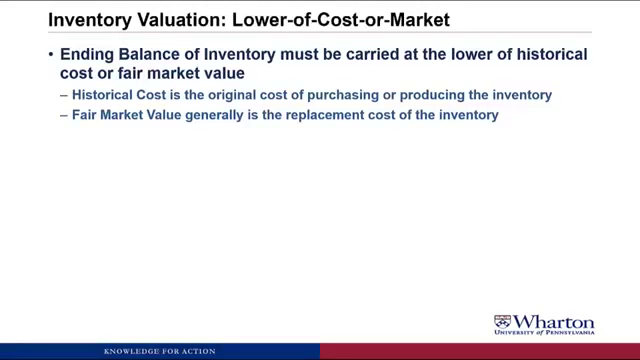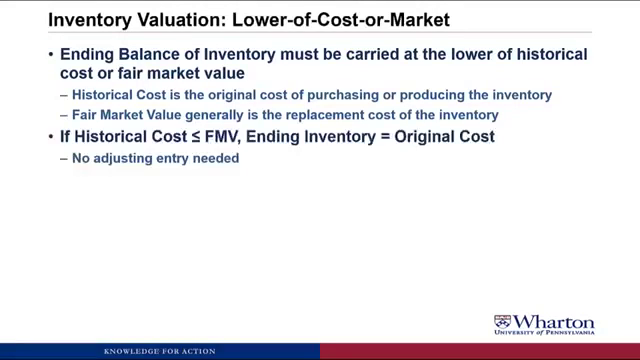So now that you have historical cost and fair market value, the rule is that if historical cost is less than or equal to the fair market value, the ending inventory equals that original cost. There's no adjusting entry needed. We do not write the inventory up to its fair market value. We just leave it alone at the original cost.